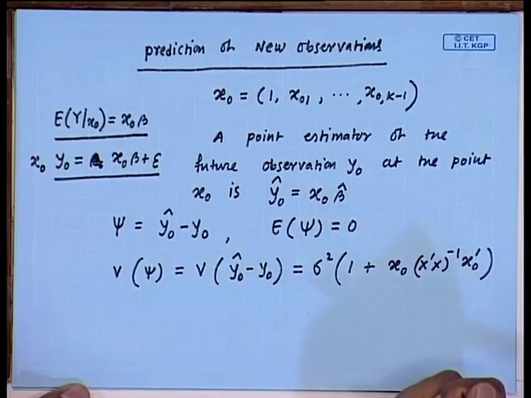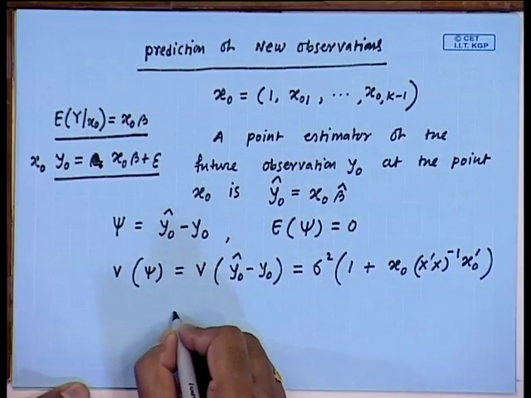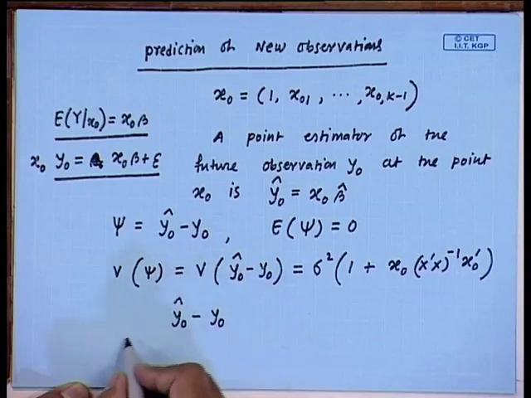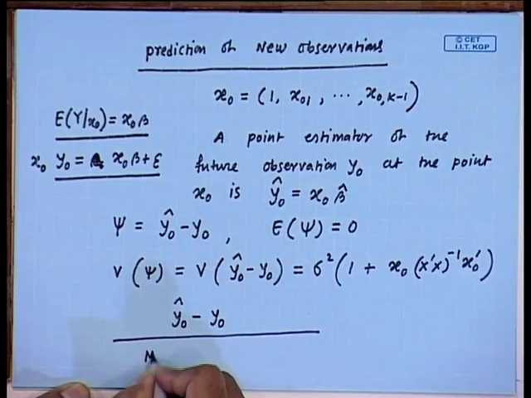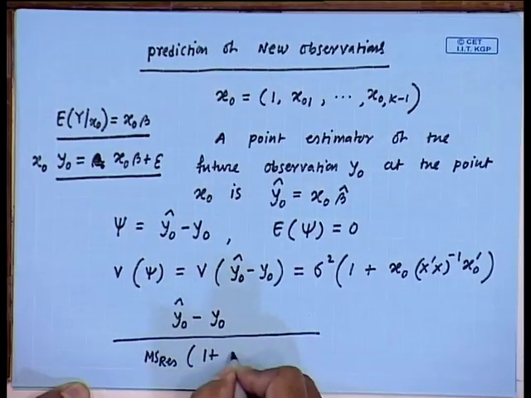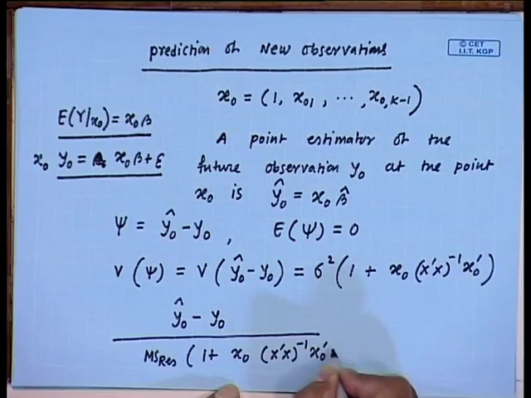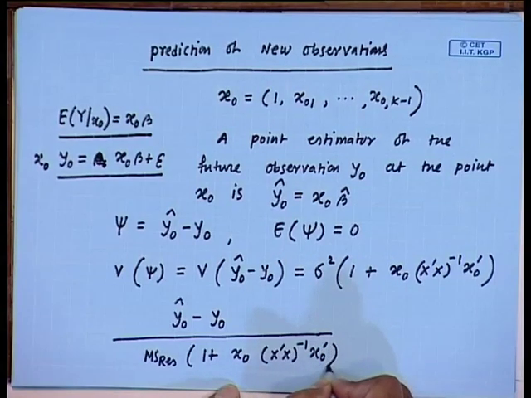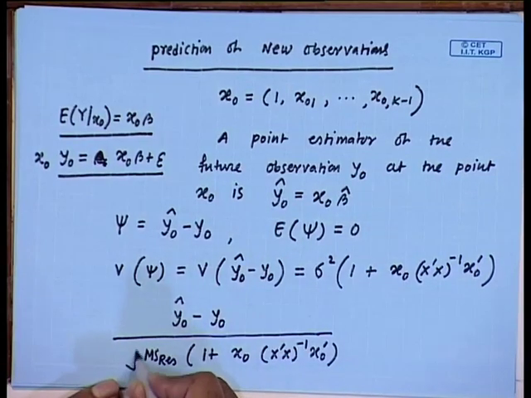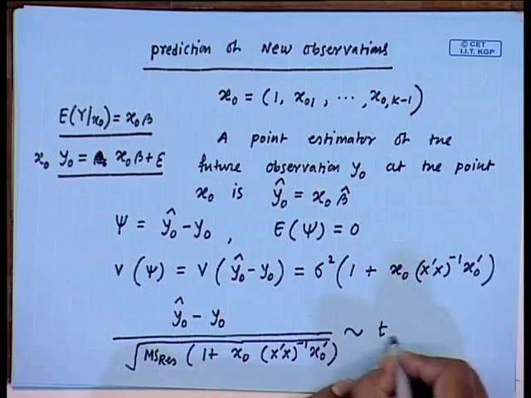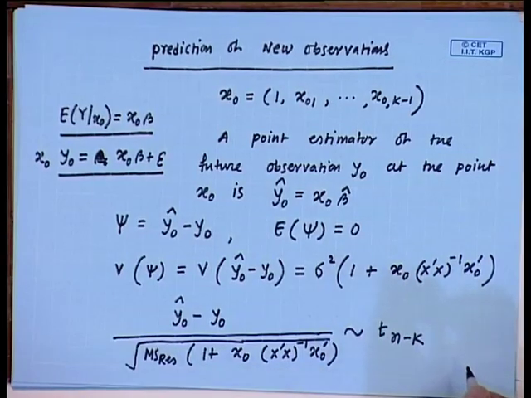So, from here we can say that (y naught hat minus y naught) divided by the square root of MS residual times 1 plus x naught (X prime X) inverse x naught prime follows a t distribution with degrees of freedom n minus k. I just replace sigma square by MS residual.